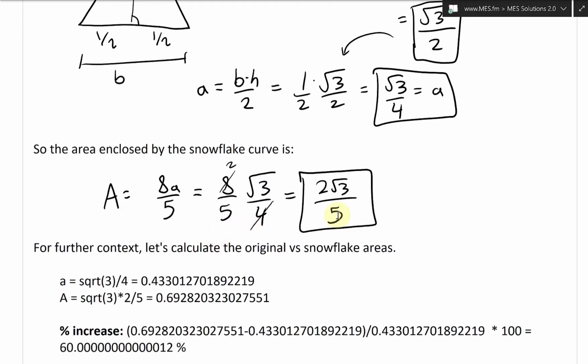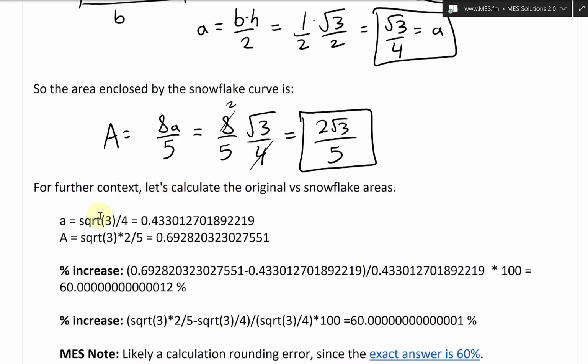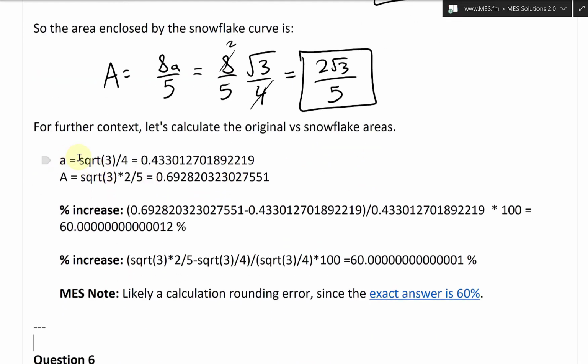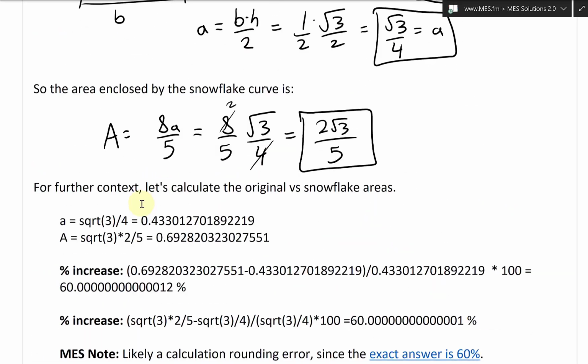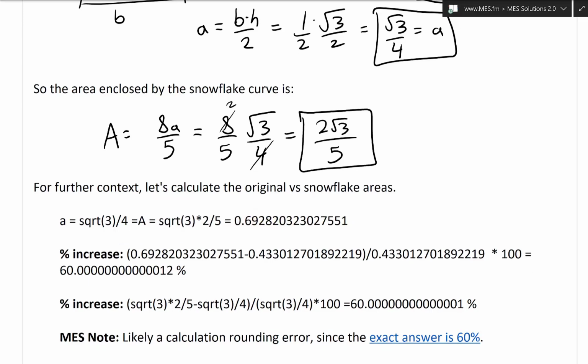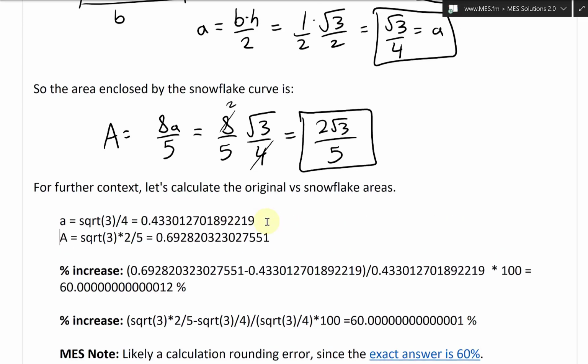All right. So the solution manual just stops here, but let's go a bit further. So for further context, let's calculate the original versus snowflake areas. So the original a, lowercase a, is equal to square root 3 over 4, so that's over here. That area is equal to 0.433012, etc. It keeps going on and on. And this is just with my built-in calculator on OneNote. And then you could also do it over here. And then compared with the large area, or the total snowflake area, square root 3 times 2 over 5, that equals 0.69. And here's 0.69.